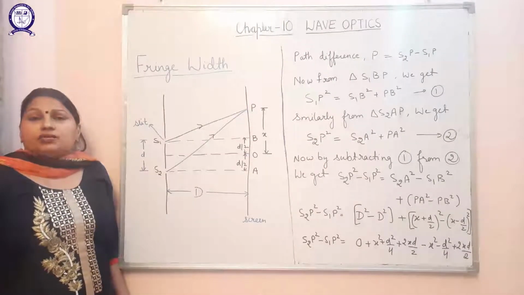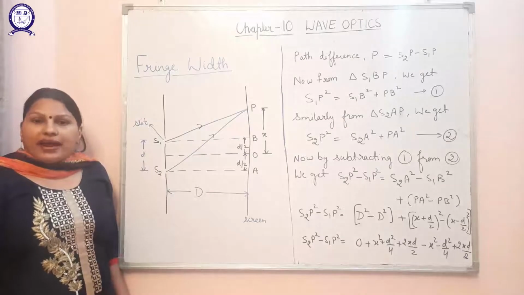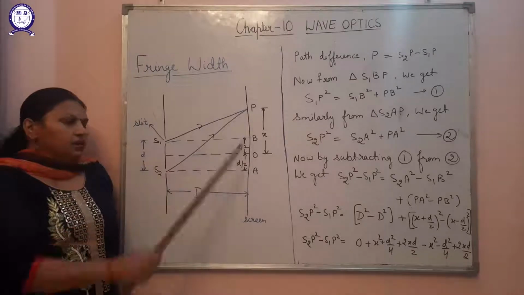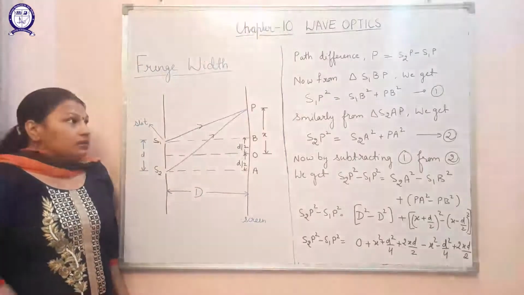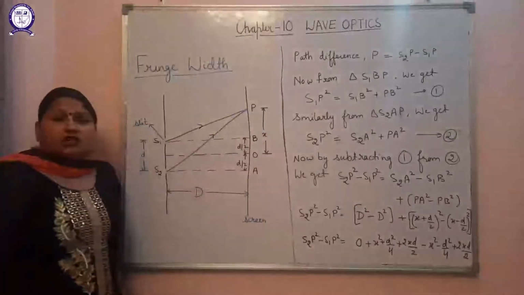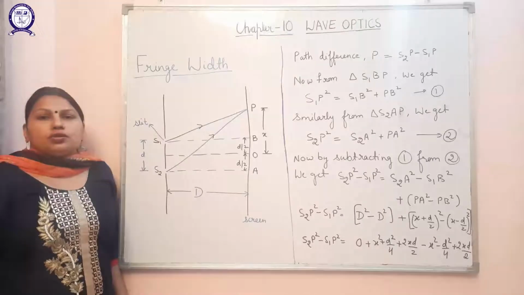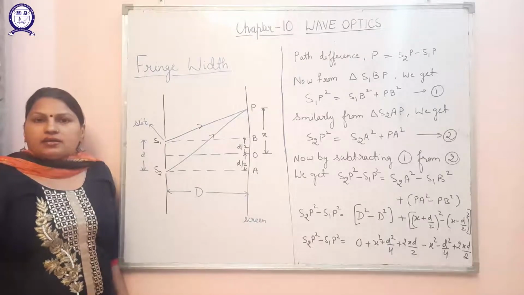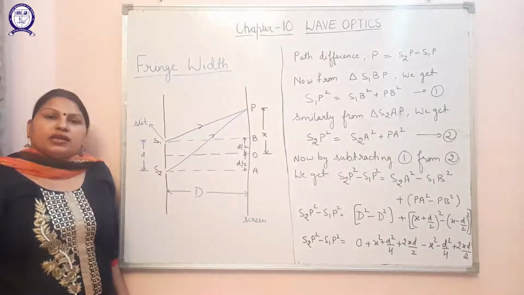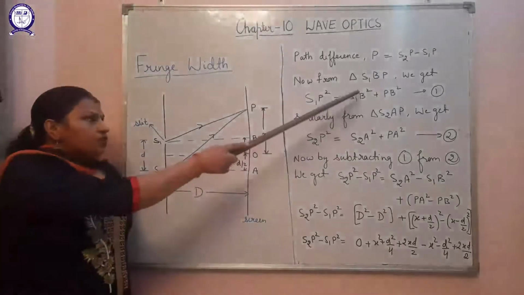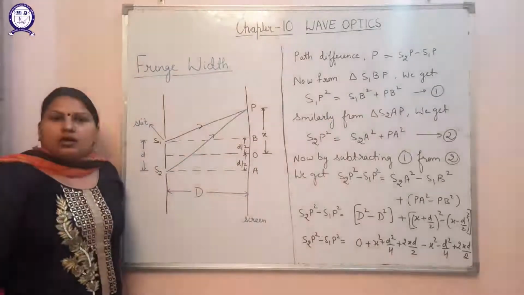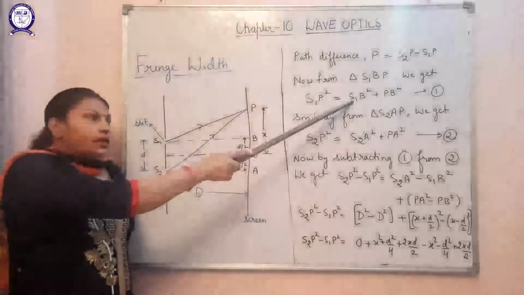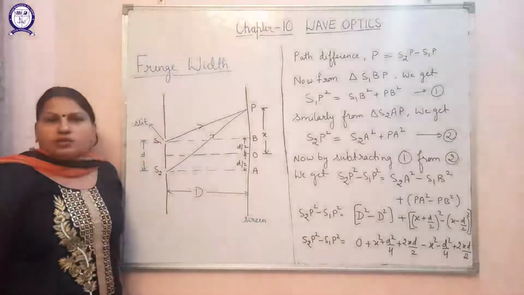Now in the geometry, we have two right angle triangles, S1BP and S2AP. As we have to calculate S2P minus S1P, which is the path difference, we are going to apply the Pythagoras theorem in the two right angle triangles and calculate S2P square as well as S1P square. From the first triangle, S1BP, S1P square is equal to S1B square plus PB square, and mark it as equation number 1.